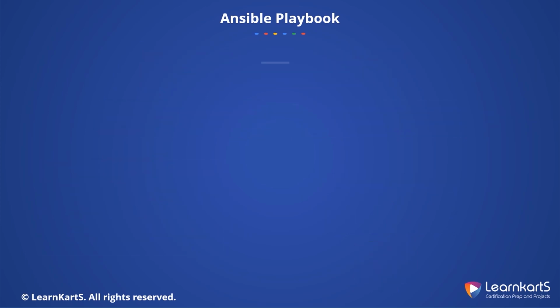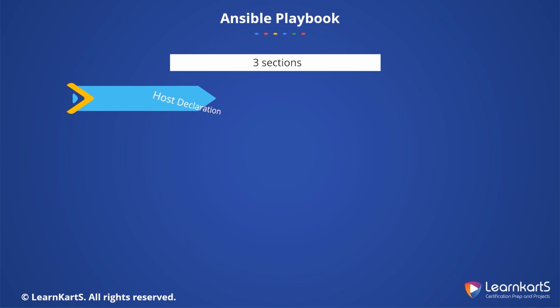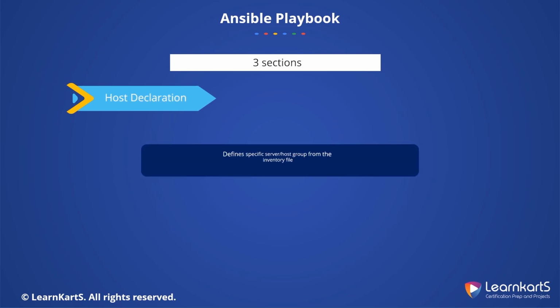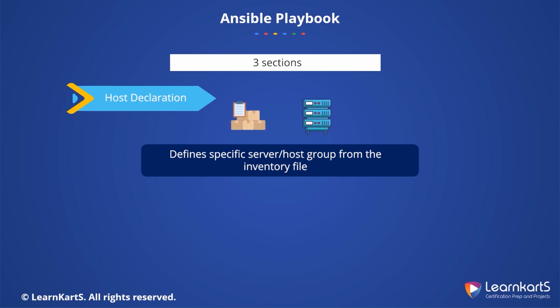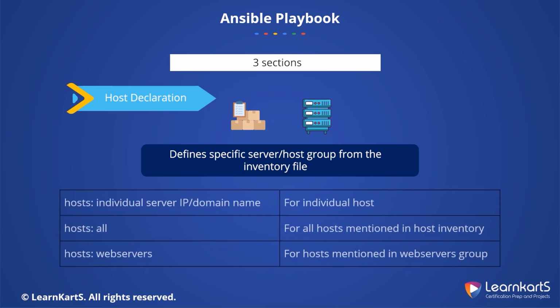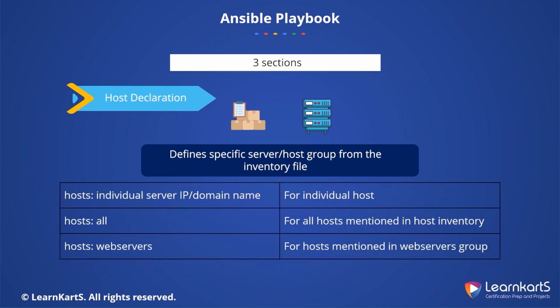So YAML files, or these Ansible playbook files, have primarily 3 sections in which the playbook file is defined. The very first one is the host declaration. Why is it important? Because it's actually defining in the playbook file which specific server or host group from the inventory file you need to target. If it's an individual host, then instead of all or web servers, you can give the individual server IP or domain name. You can even have comma separated values also.